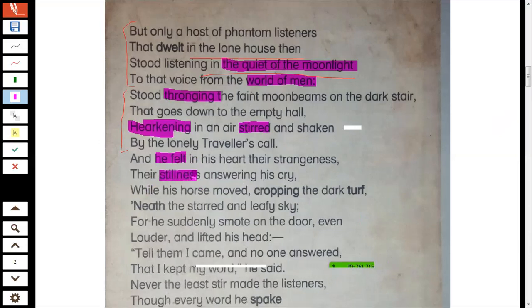their stillness answering his cry. Their stillness means they kept not answering his cries. While his horse moved, cropping the dark turf. His horse kept cropping. Cropping means cutting, damaging, eating the dark turf, which is the grass, 'neath the starred and leafy sky. Leafy sky means it's dense. It's like the roof, like you can't see the sky clearly because of lots of trees available, but you can see a glimpse of the stars.